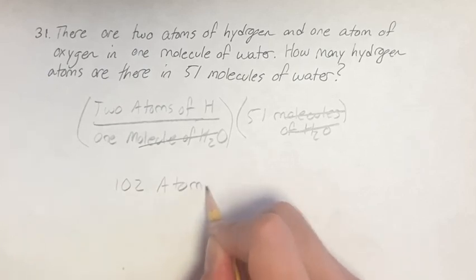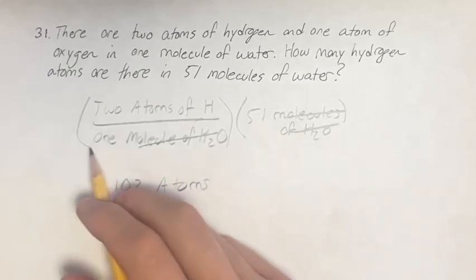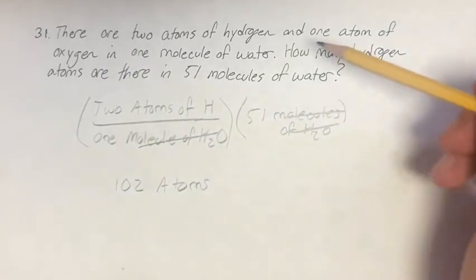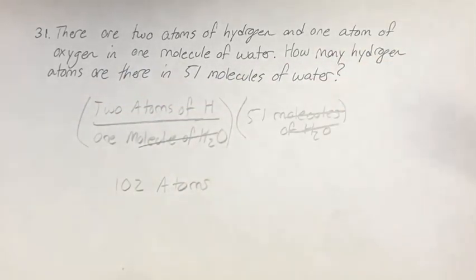If you say atoms, divided by 1 is just 102 still. And we're actually asked in the problem how many atoms are there in 51 molecules of water. 102 is going to be your final answer.